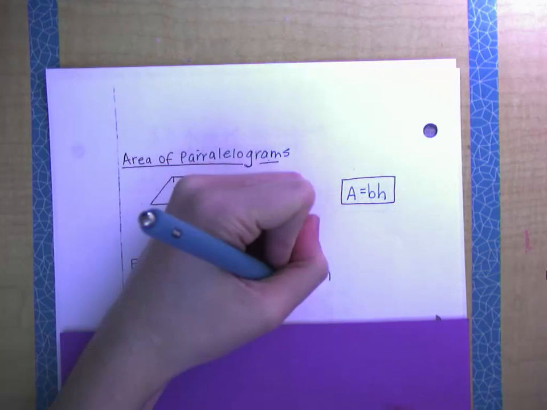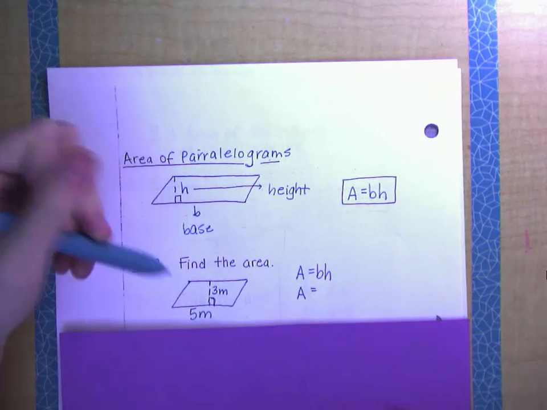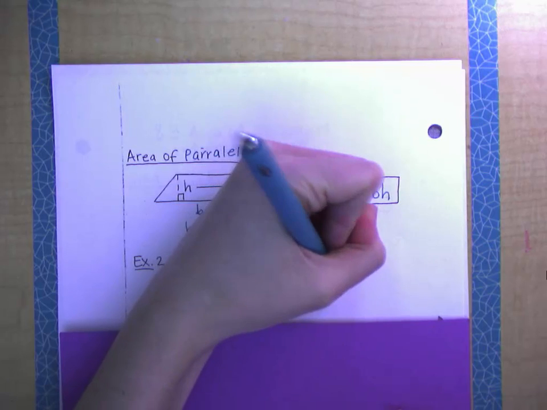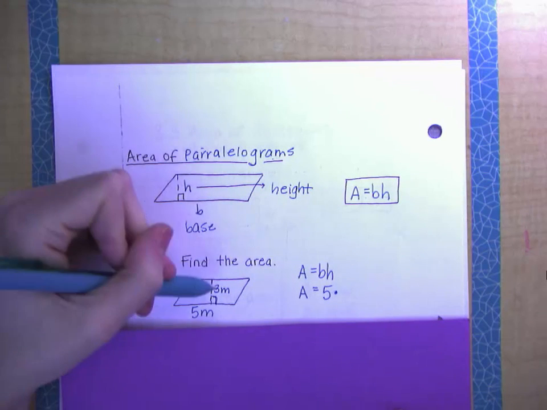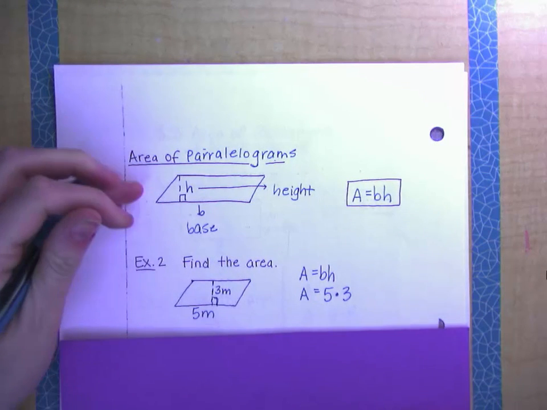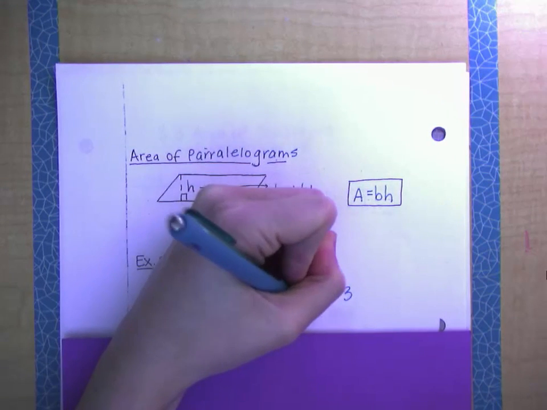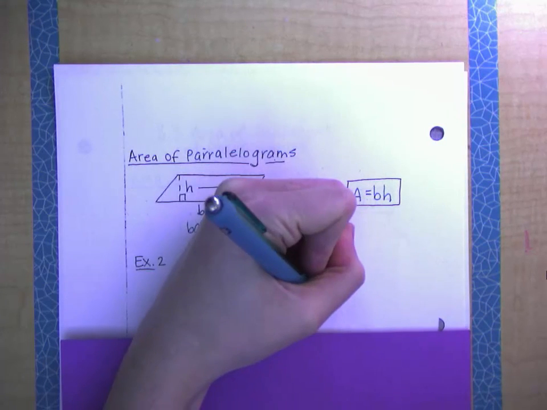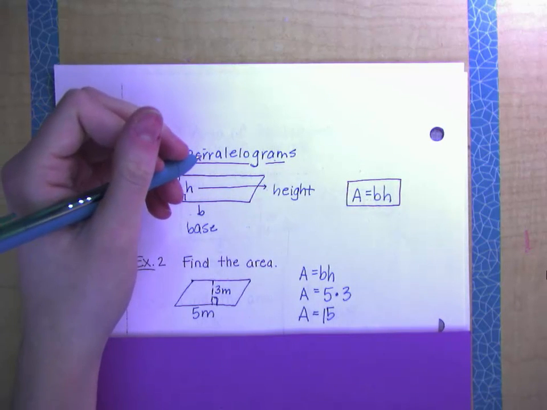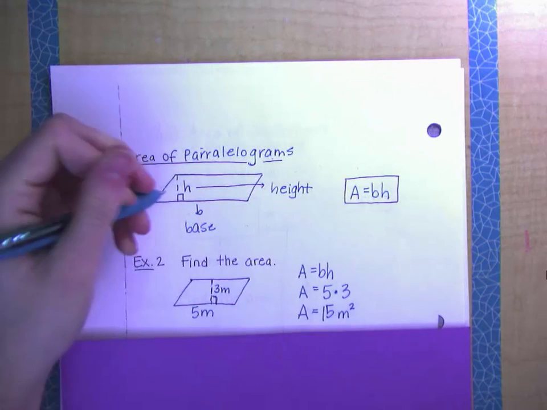Okay, so if the area equals the base times the height, I'm looking for the area. And my base is going to be this side right here, 5 meters. So I'm going to plug in a 5. And my height is going to be 3 meters. Okay? So then, like we did to calculate the area of a rectangle, we just multiply those together. And you guys know 5 times 3 is 15. But remember, we have to include our units so that our complete answer should be 15 meters squared.